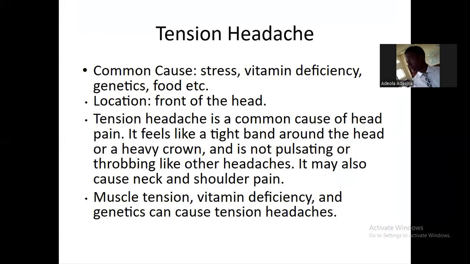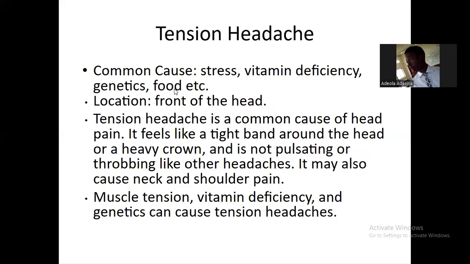Stress, right? Vitamin deficiency can cause tension headache. So when people come for tension headache, you can prescribe multivitamin for them. Genetics can also be a cause, right? For some people, the headache runs in their family.